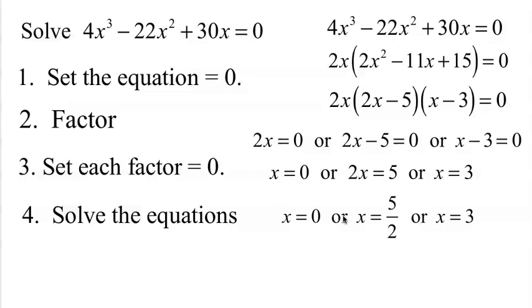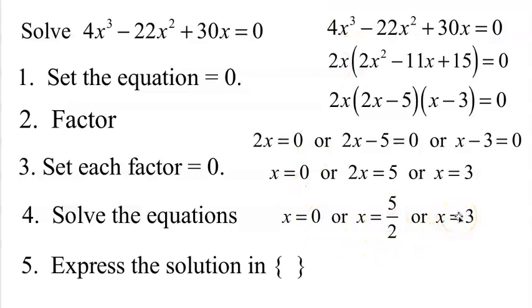Now remember I said a quadratic can have up to two solutions. This is not quadratic. This is third order. A quadratic equation has the highest power of 2. This has the highest power of 3. And a very important rule tells us if the highest power is 3, you can have up to 3 solutions, which we have here. 3 solutions, 0, 5/2, and 3.